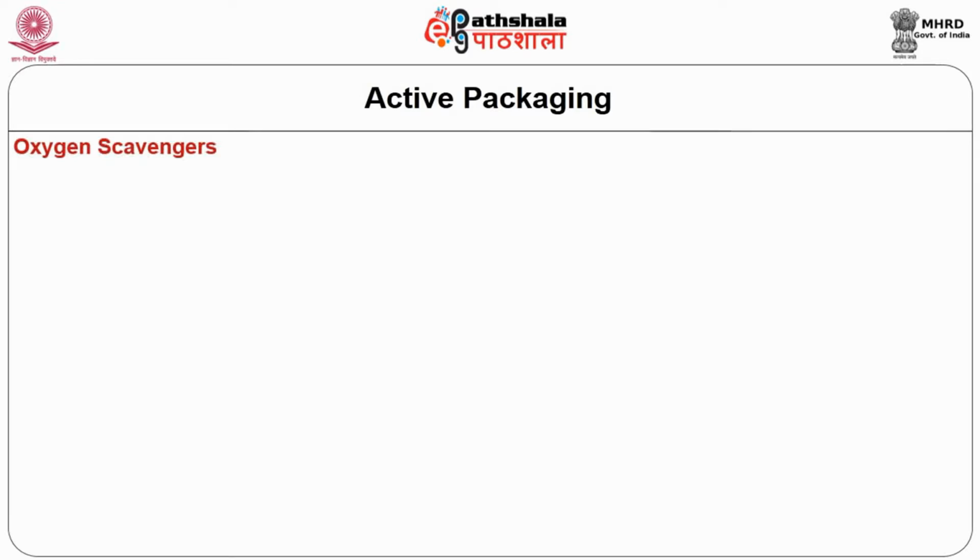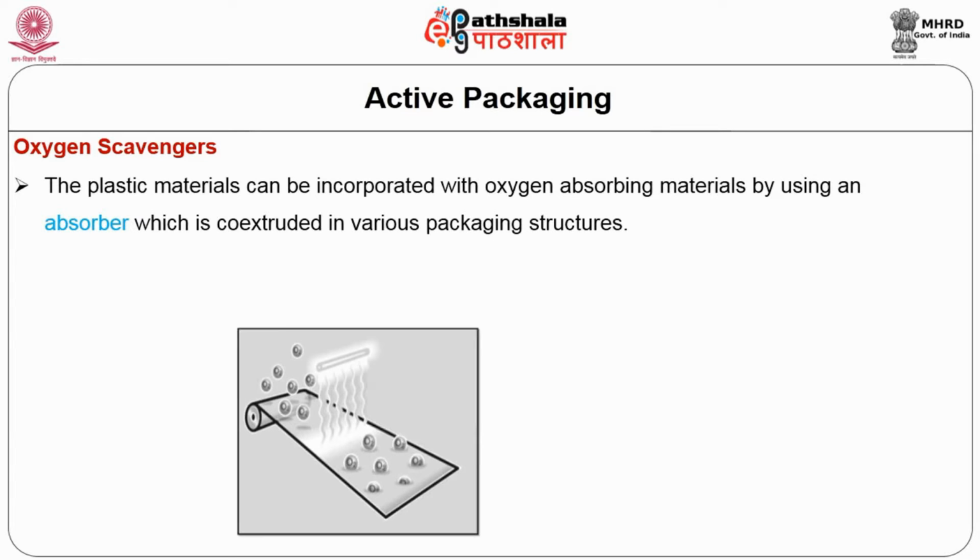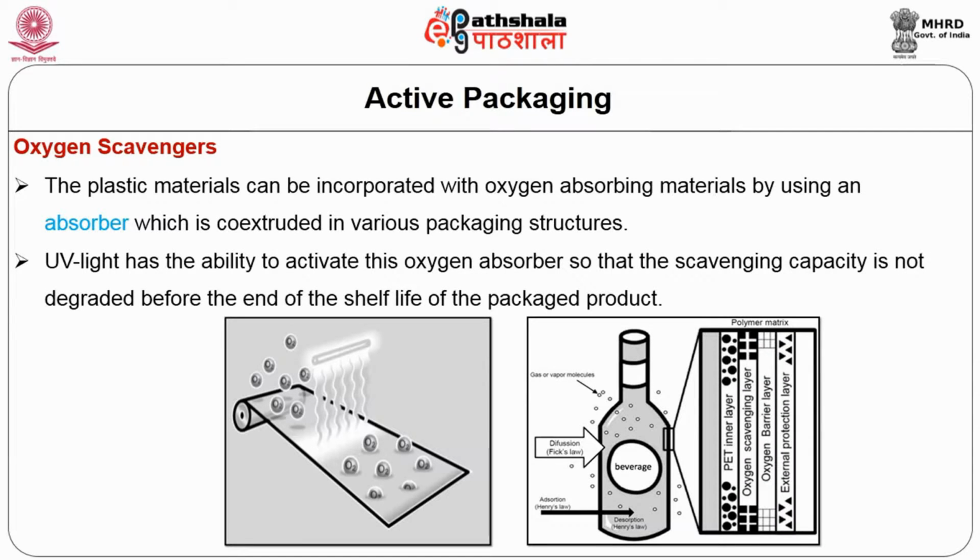Let us know the role of oxygen scavengers in active packaging. The plastic materials can be incorporated with oxygen absorbing materials by using an absorber which is co-extruded in various packaging structures. UV light has the ability to activate this oxygen absorber so that the scavenging capacity is not degraded before the end of the shelf life of the packaged product.